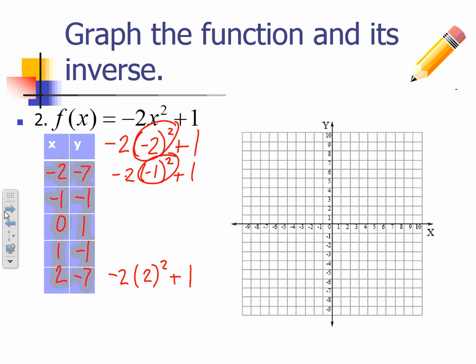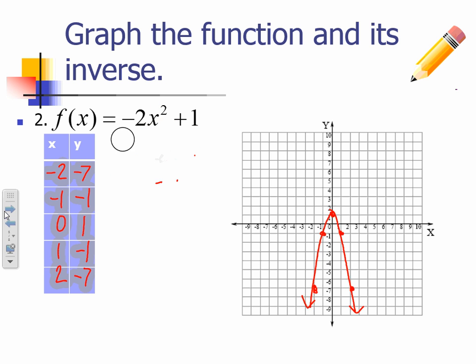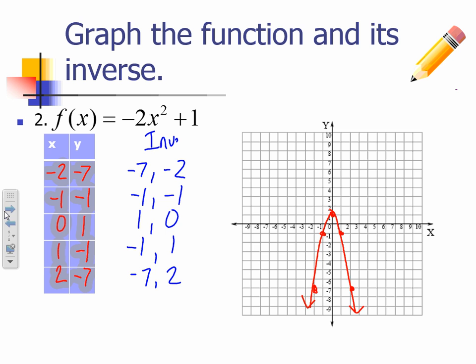So if we graphed this, we'd have negative 2, negative 7; negative 1, negative 1; 0, 1; 1, negative 1; and 2, negative 7. Hey, look at that parabola. Did we see that that one was going to be a parabola? I hope you did, because it has a squared in it. Everything with a squared graphs into a parabola. Now if we take those points and want to find the inverse to graph the function and its inverse, it's pretty simple. Switch the x and y's around. This is now my inverse table.